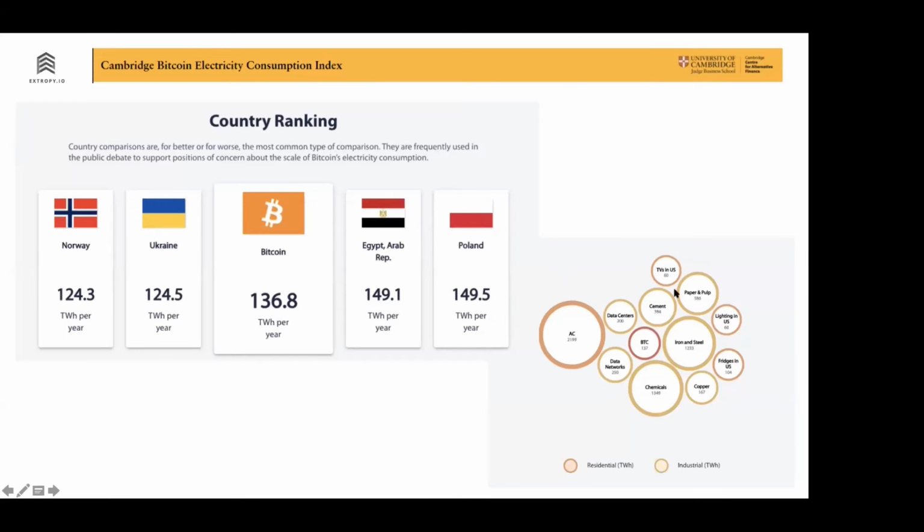The diagram on the right there shows where Bitcoin compares to other types of industries using energy. So what do we have there? It's using less than iron and steel, or producing paper, etc. I think it's more than lighting, but certainly less than air conditioning. So there are a number of different factors involved here.